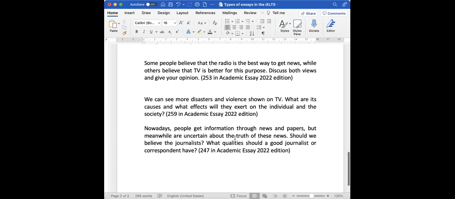Nowadays people get information through news and papers, but meanwhile are uncertain about the truth of these news. Should we believe the journalists? अब ये प्रॉब्लम सॉल्यूशन है कि डायरेक्ट क्वेश्चन है? सीधा सीधा पूछा आपसे, डायरेक्ट क्वेश्चन। And what qualities should a good journalist have or correspondent have? सीधा डायरेक्ट क्वेश्चन है, आपको इसका आंसर देना है। मैम डायरेक्ट क्वेश्चन में थीसिस नहीं होगी?